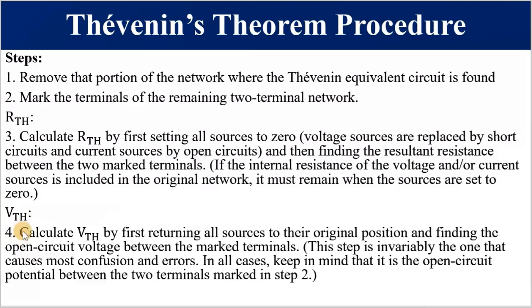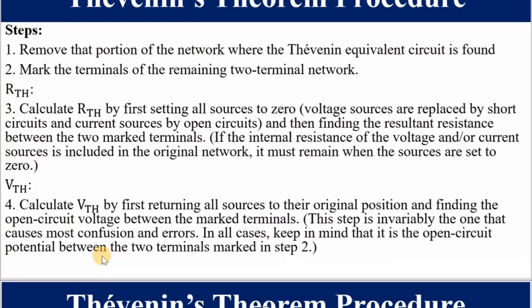Then the fourth step is we must find Thevenin. And how do we find Thevenin? We do that by first returning all voltage and current sources to their original position, and we find the open circuit voltage between the two marked terminals. And we do that by finding the effect of voltage or current source. Don't worry, it will be easy when we do some examples.